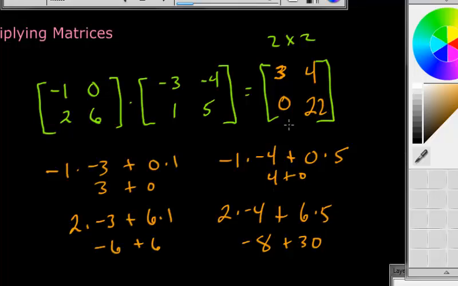Final answer. This is the technique that you use. It doesn't matter if it's a 3 by 3 times a 3 by 3. The technique is exactly the same. It's always rows by columns. There will be more examples, but you want to start with this one.